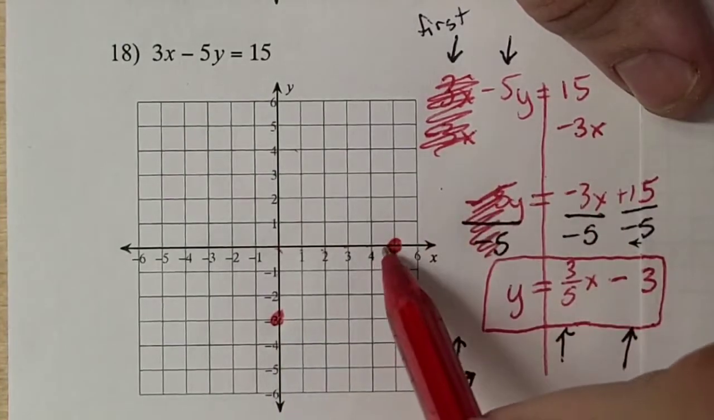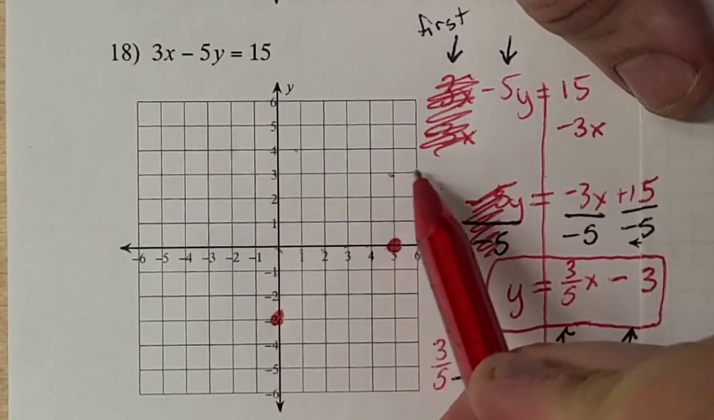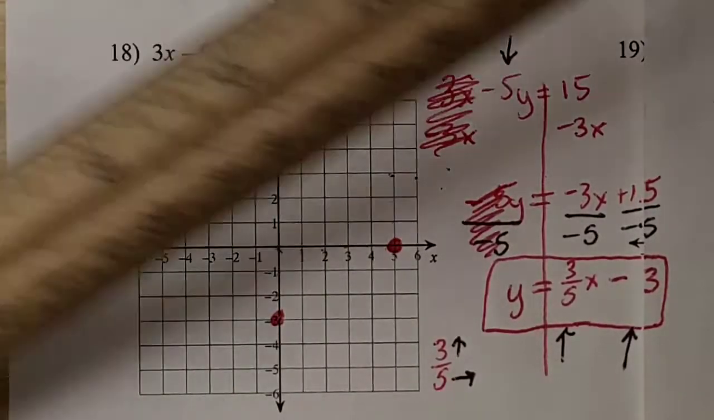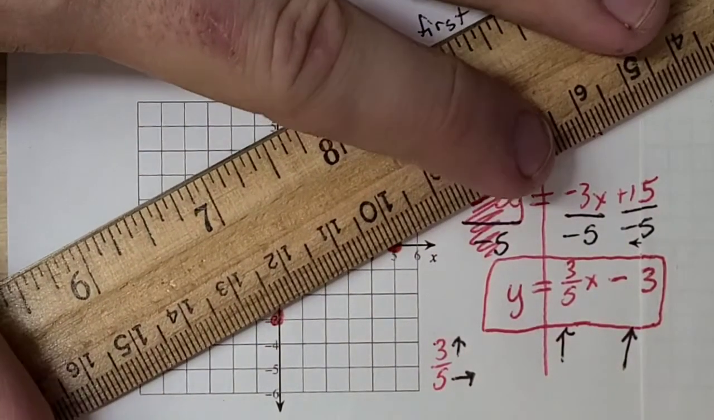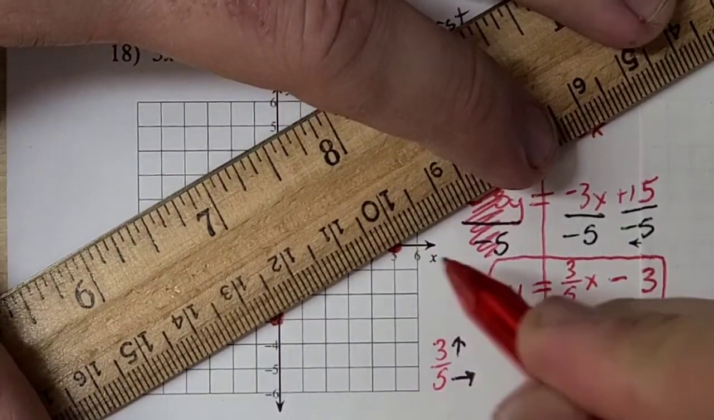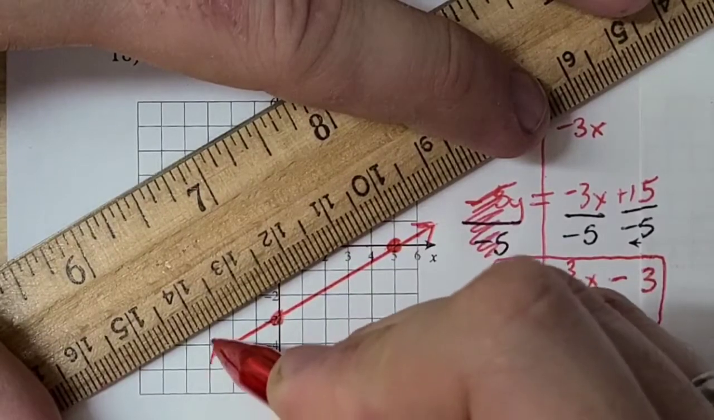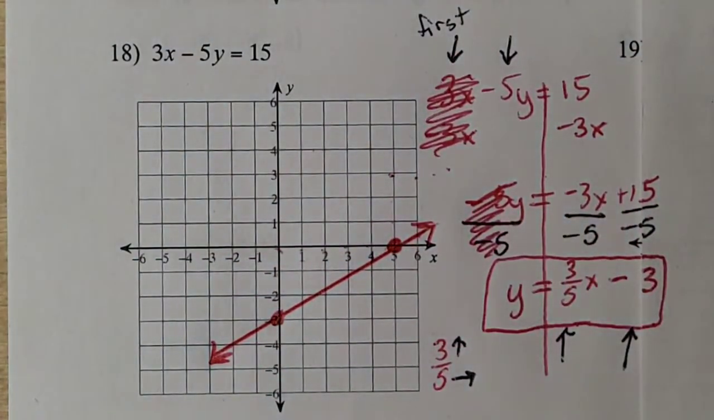I could try and put another dot. 1, 2, 3. Right 5. 1. Oops. I'm out of room. But that's fine. You only need 2. As always, the last thing you should do is connect them. There you go. You got your line.